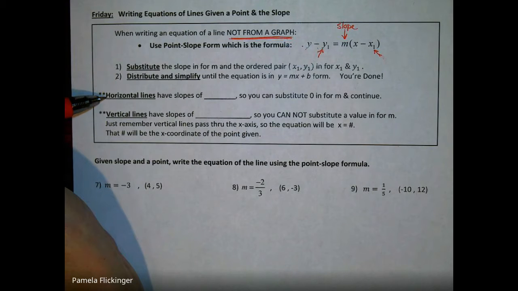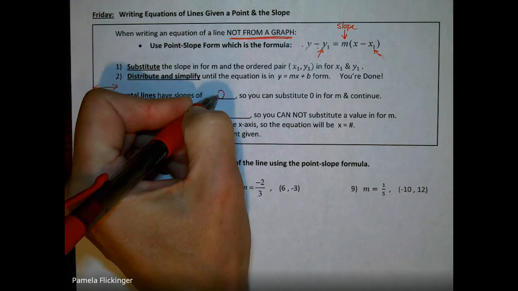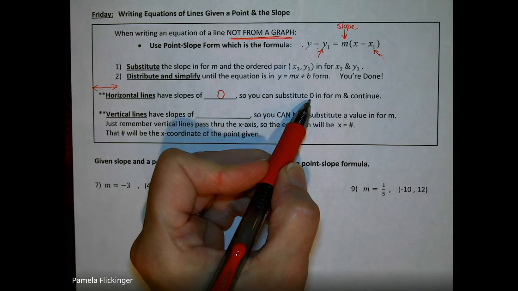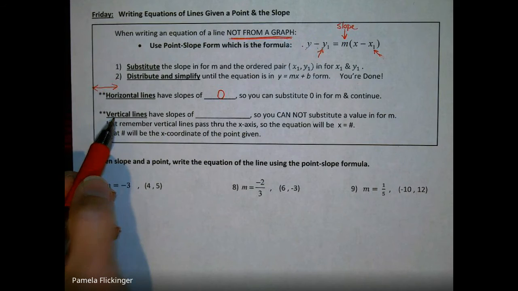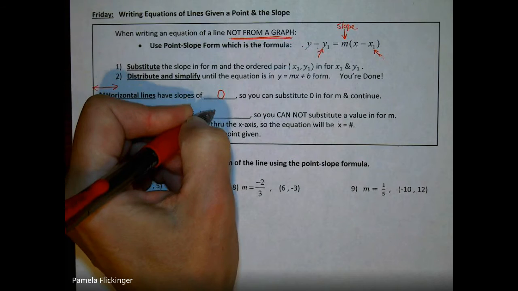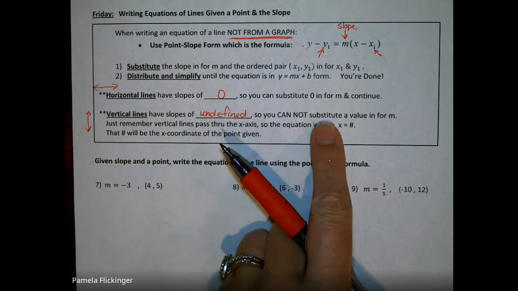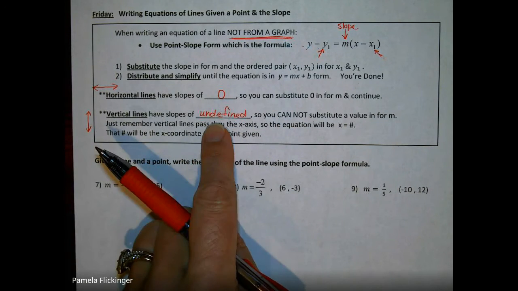Now, horizontal lines run left to right. Those have slopes of 0. So you can still substitute a number like 0 in for m and continue. Vertical lines, though, which run up and down, have undefined slopes. You can't substitute a word in for m. There is no numerical value that goes with undefined.